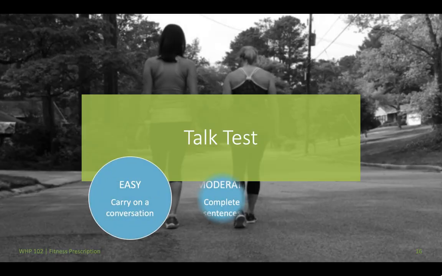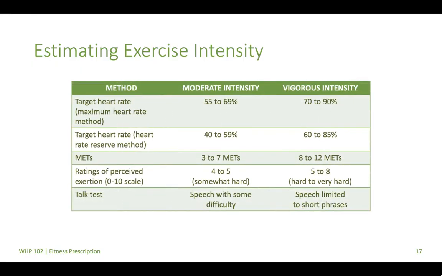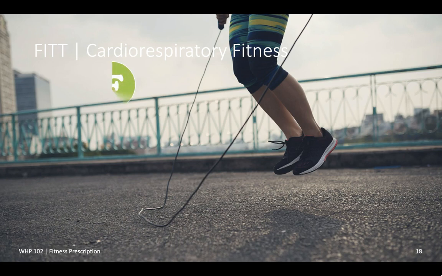The talk test is the easiest but least scientific method of measuring cardiorespiratory exercise intensity. While exercising, if you can carry on an intense conversation or recite poetry, then your intensity is too easy. And if you are gasping for breath to talk, you are working too hard and need to slow down. If you are able to talk in complete sentences, then you are working at moderate intensity. This table identifies each method of estimating cardiorespiratory intensity. Remember, for weight management, you will want to exercise at moderate intensity.